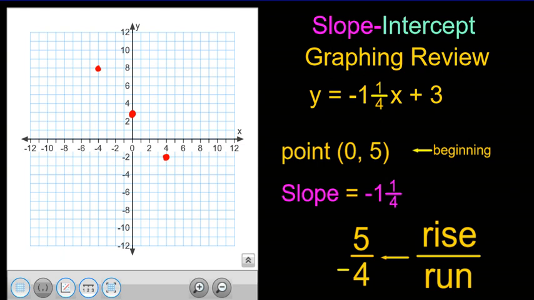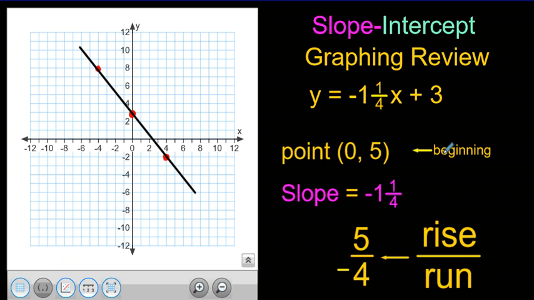Again, it only takes 2 dots to make a graph, but sometimes having 3 can just help make your graph a little bit better. So we connect those dots with a straight line, and it's going to look something like this. Okay.